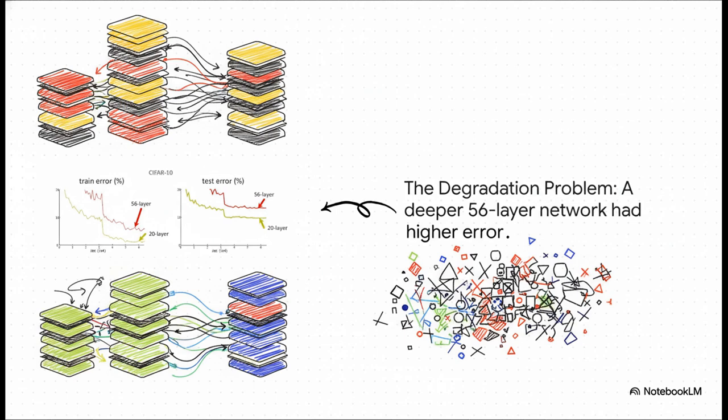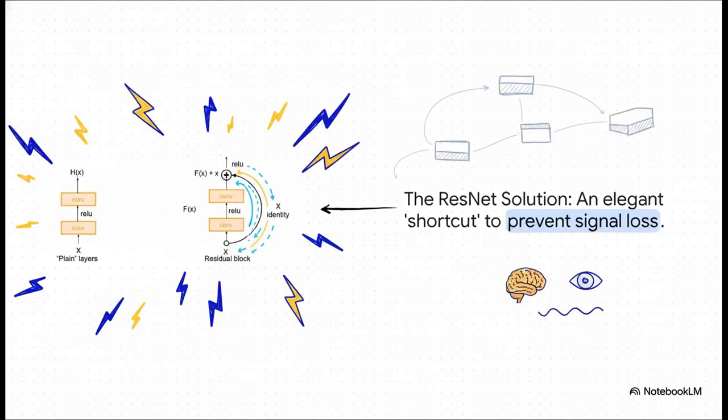Okay, so think of the gradient as the learning signal that gets passed backwards through the network during training. The problem was, when the network got too deep, that signal would get weaker and weaker until it just vanished. It faded to nothing by the time it got back to the early layers, which meant those layers just stopped learning anything. And then came the solution. It was from a network called ResNet, and it was just breathtakingly clever.